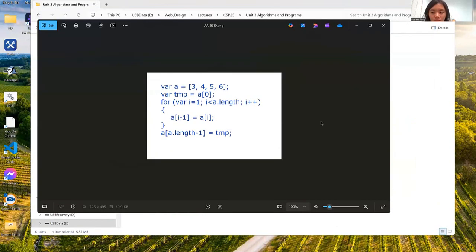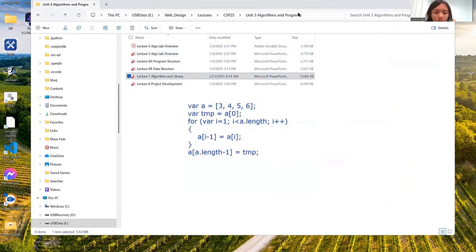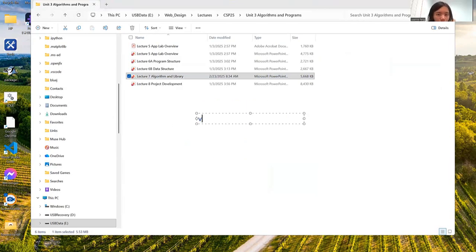Now again, let's clear it. Let's assume that this time we do have variable A equals, again, 3, 4, 5, 6. Now I want to rotate to the right. So rotate to the right. After the rotation, it becomes 6, 3, 4, 5.